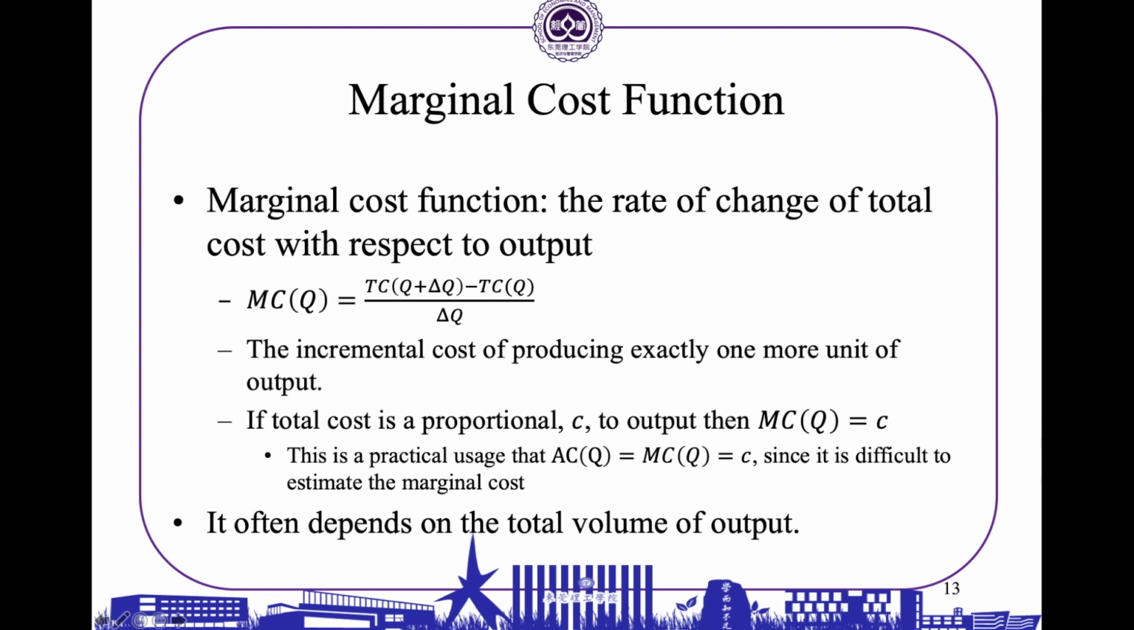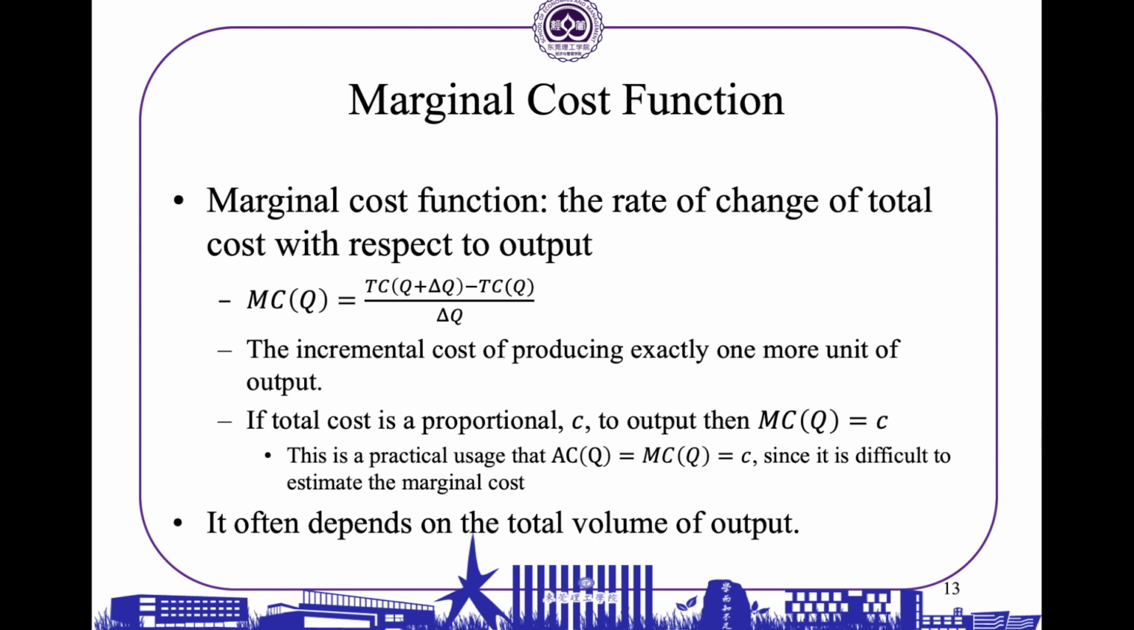Marginal cost is the rate of change of total cost with respect to output. It is defined as MC of Q equals change of TC of Q divided by change of Q. Marginal cost can be thought of as the incremental cost of producing exactly one more unit of output.